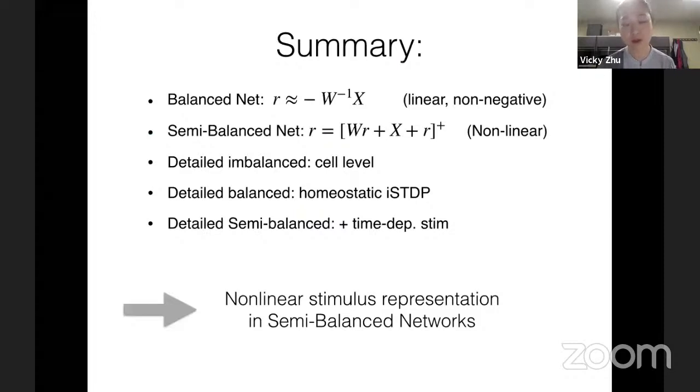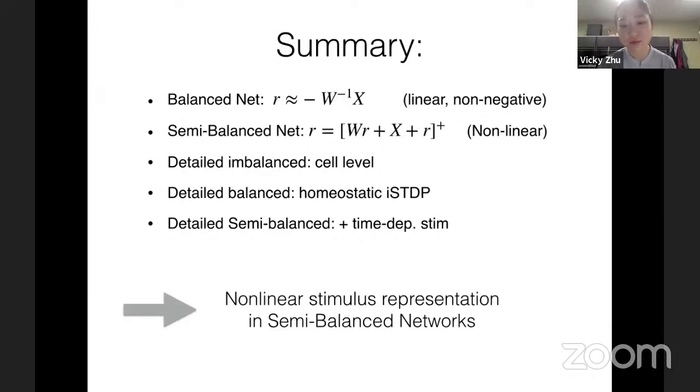To wrap up what I have to say in this talk, I first introduced the balanced network. It's linear, and it has to satisfy the non-negative firing rate constraint. Due to those constraints, we were able to extend it into the semi-balanced network, giving an implicit expression for the firing rate in terms of a rectified linear function. And notice it's a nonlinear mapping from stimuli to firing rate. At the individual cell level, we see an imbalance in the network, and the homeostatic inhibitory spike-timing-dependent plasticity can retain the balance at the detailed level. Together with the plasticity rule, we introduce the time-dependent stimuli, and naturally we retain this detailed semi-balance.